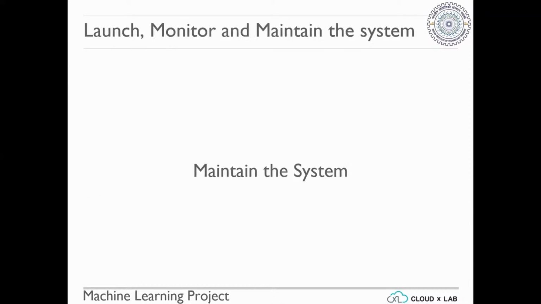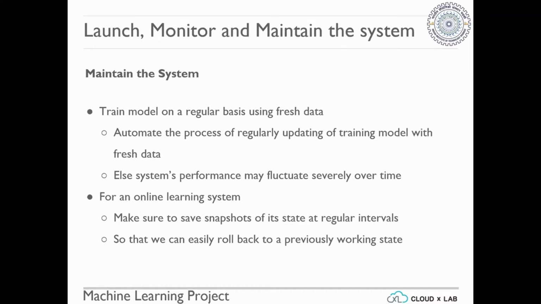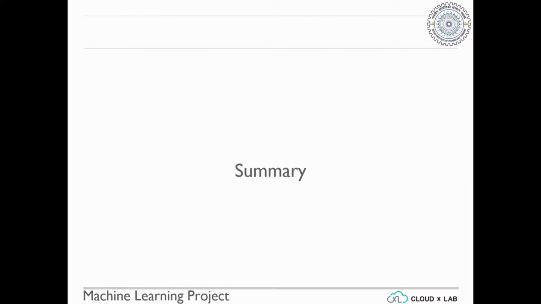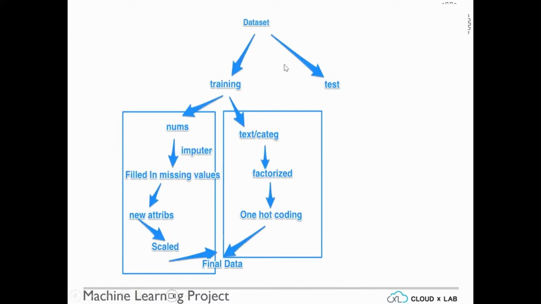So in this maintaining system part, we will mainly take the backup of our data and backup of our system, and we will do regular updates. In regular updates, we can fine tune our model, or we can retrain our model if it is required. So the summary part, let me quickly go through this. So here, initially we are having.